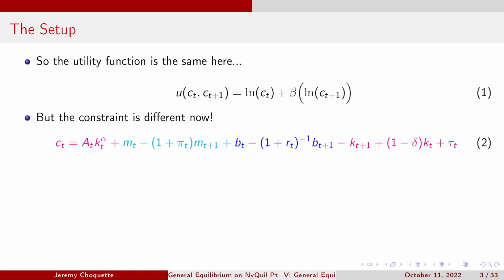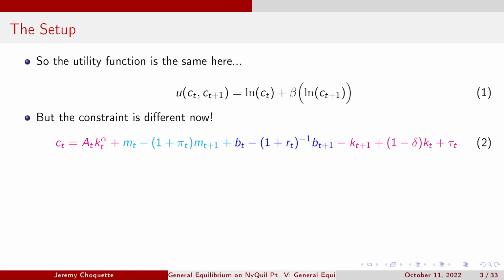Now, I've already done a little bit of algebra. Really, we're subtracting out the money flow and the bond flow equation. So for money, it would be 1 plus pi times m_{t+1} minus m_t. But because it's on the other side of the constraint, it's being flipped around, so it's m_t minus 1 plus pi_t times m_{t+1}. The same thing goes for bonds. So what we've got here really is a money flow and bond flow equation being substituted in.